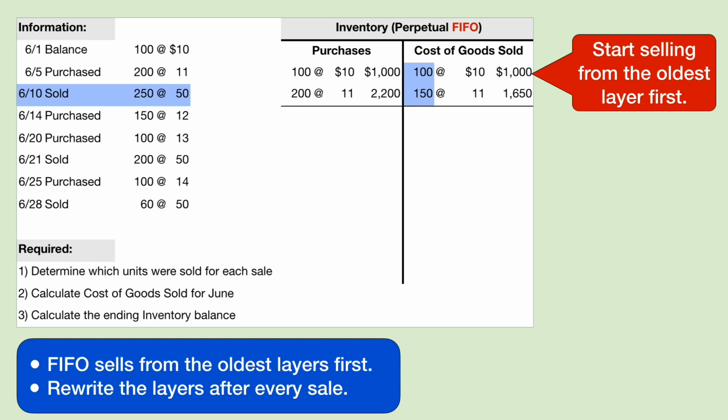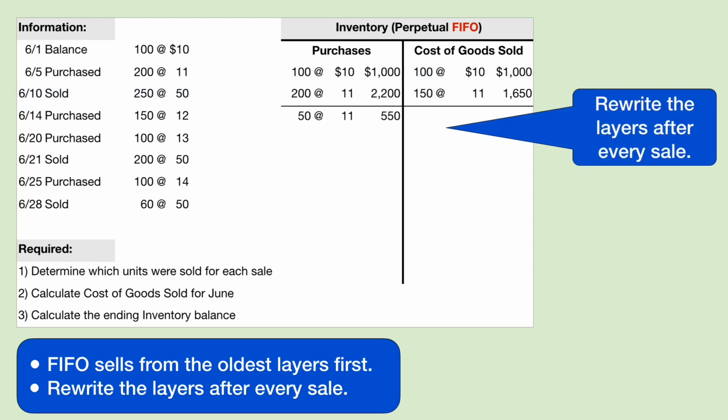We're using the FIFO method, so we have to sell from the oldest layer. So we'll sell 100 units out of the first layer, and the rest we'll sell out of the second layer. Every time we make a sale, we have to rewrite the layers. Now we have one layer of 50 units at a cost of 11.